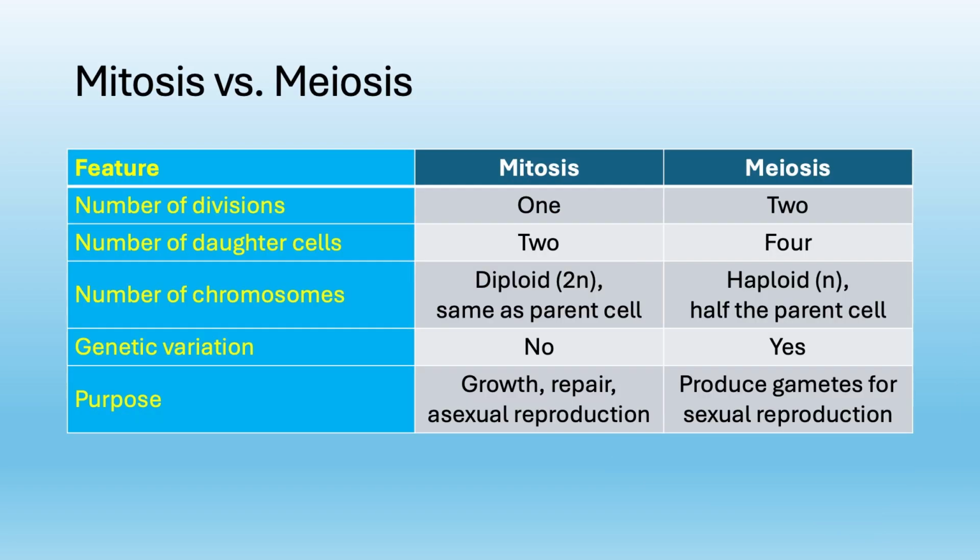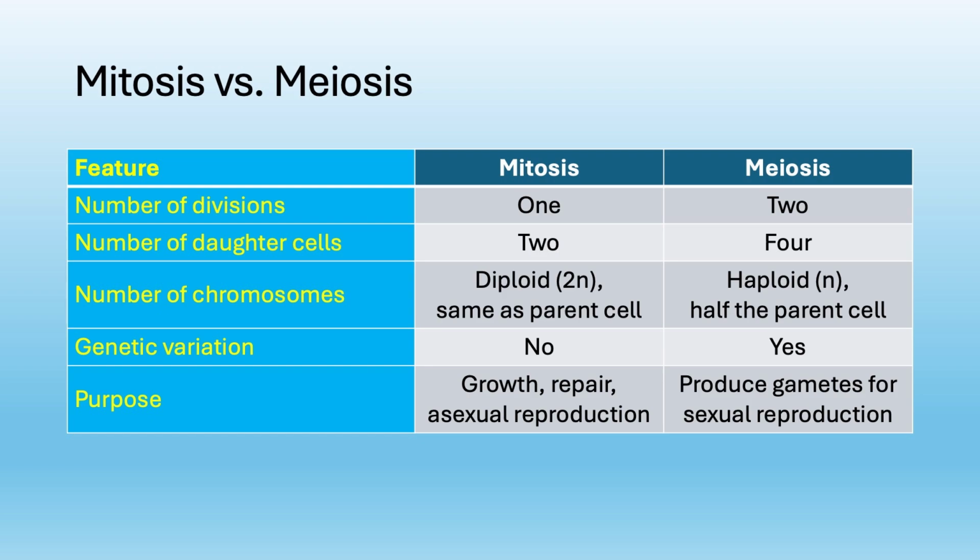Now, I will compare meiosis with mitosis. First, let's look at the number of divisions. For mitosis, the parent cell divides once and produces 2 daughter cells. And for meiosis, the parent cell divides twice and produces 4 daughter cells. In mitosis, the daughter cells are genetically identical to each other and, of course, the same as the parent cell.